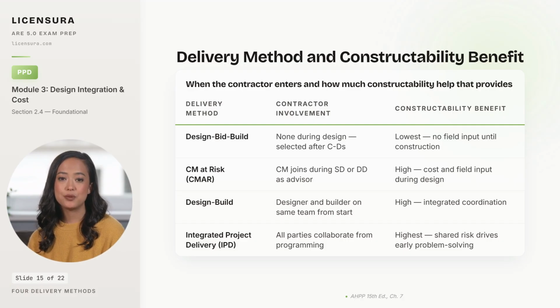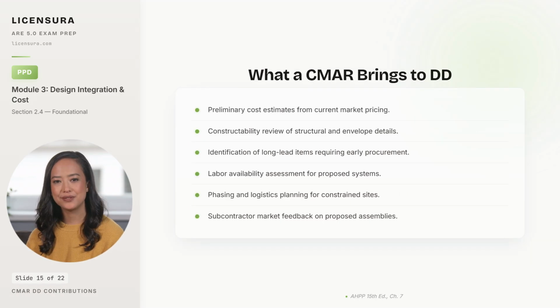When the CM is in the room during DD, here's what they actually contribute. 6 concrete contributions a CMAR brings to design development that the architect cannot easily produce alone. Preliminary cost estimates from current market pricing, not from RS Means or 2-year-old published data, but from the bids that came back on similar projects this quarter in this market.